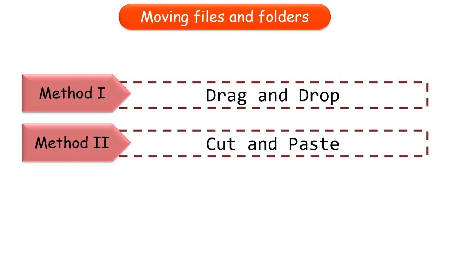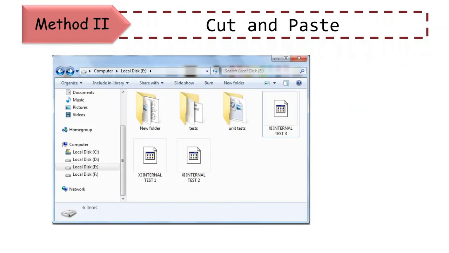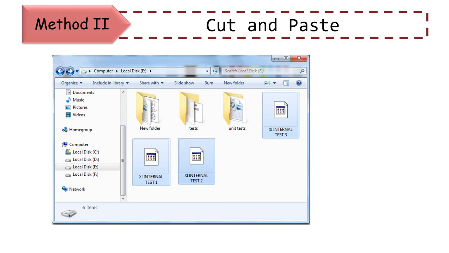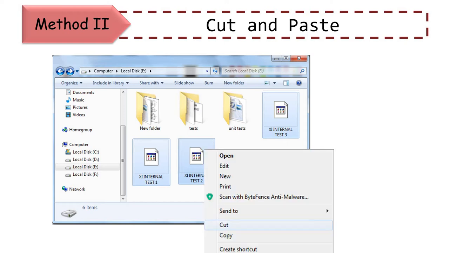Method 2: cut and paste. The same drag and drop can be performed by using the cut command and the paste command. So select the files which you want to move from one location to another. Right-click on the selection and choose the cut option. You can also use the keyboard shortcut for cut, that is Control plus X.